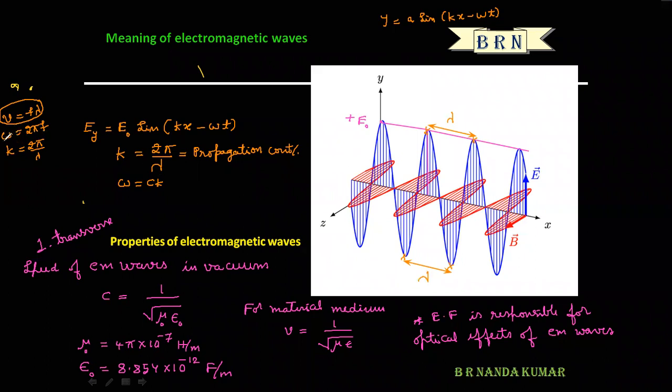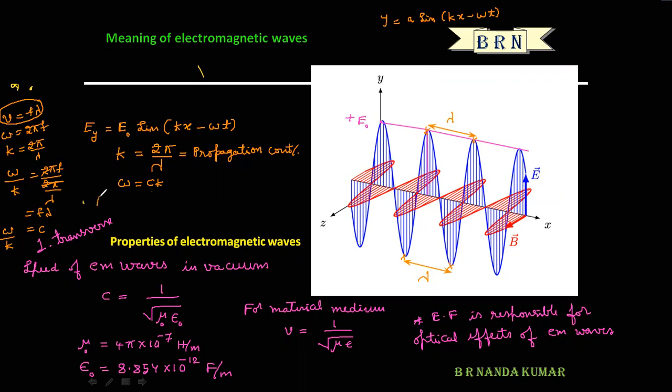So omega is angular frequency. Omega divided by k is 2 pi f divided by 2 pi by lambda. The 2 pi cancel, so this is f lambda, and f lambda is actually v. Here v means the speed of the electromagnetic wave, which is the same as the speed of light, so this is c. Omega by k is equal to c. This is a relation connecting omega, k and c, so omega is equal to c into k, right?